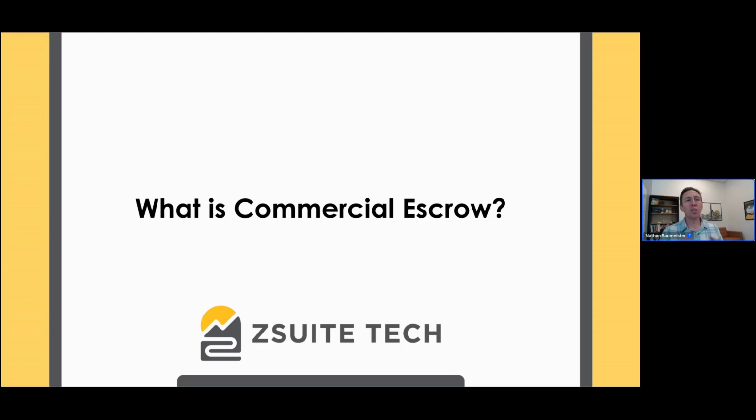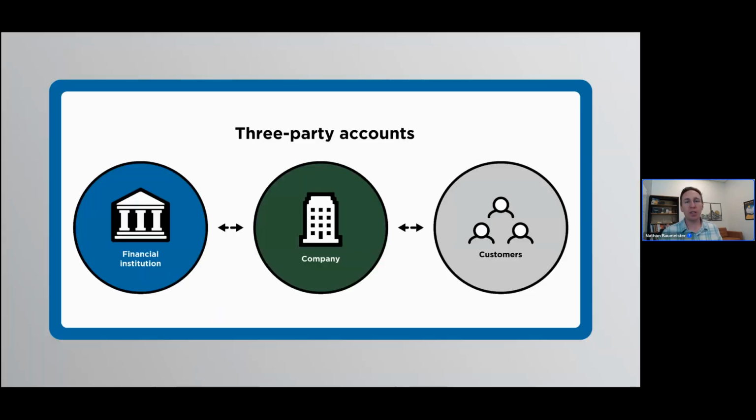So when we talk about commercial escrow and sub-accounting, there's two general broad categories that we typically discuss. The first one we refer to as three-party accounts. As you can see here, this is an account where there are three parties involved with any one given account. This is different than most of your banking account relationships, which are two-party accounts. So first and foremost, you have the financial institution itself. That's where the money is going to be held.